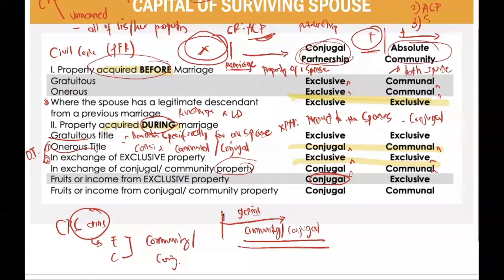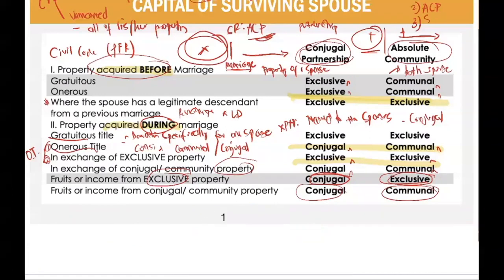Because what communes here are your gains during your partnership. But in an absolute community, the fruits or income from exclusive property is considered exclusive. The fruits or income from exclusive property is considered exclusive as a rule under your law. And lastly, fruits or income from conjugal or community property are considered conjugal or communal. Clear? Okay.